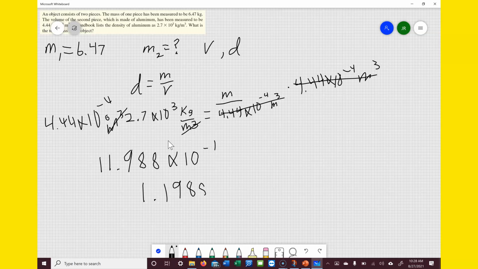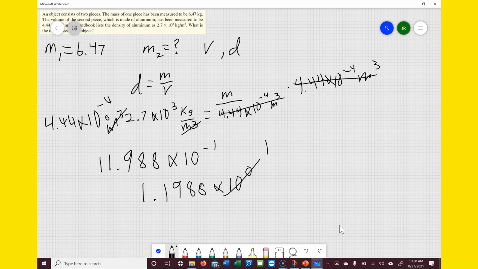1.1988. Since I moved the decimal point one place to the left, in other words, I made this number smaller. I got to make this number bigger. I made this number smaller by a factor of 10. I got to make this number bigger by a factor of 10. So that's going to be times 10 to the first. Actually, times 10 to the 0. And 10 to the 0 is just 1.